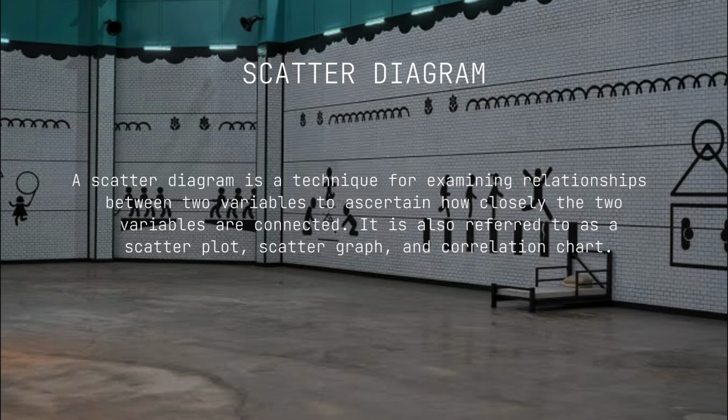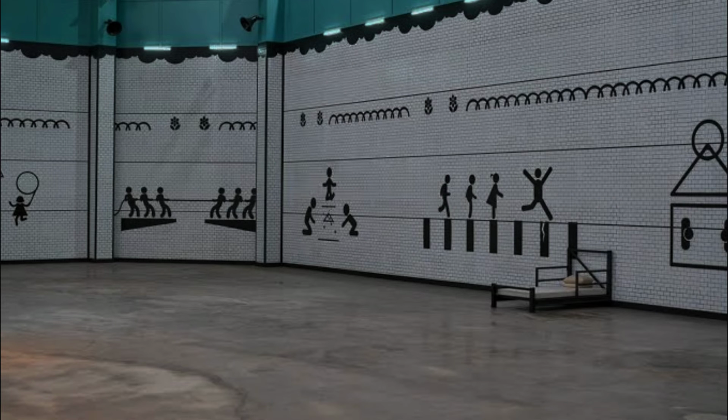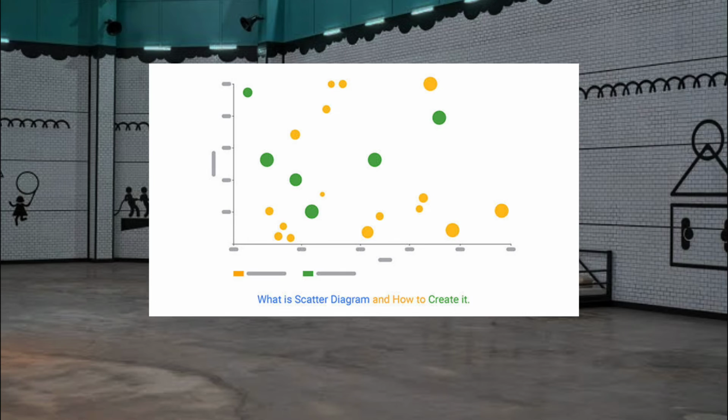The horizontal axis is used to plot one variable, and the vertical axis is used to depict the other. Relationship patterns can be represented visually by the pattern of their intersection points. And this is an example of a scatter diagram.